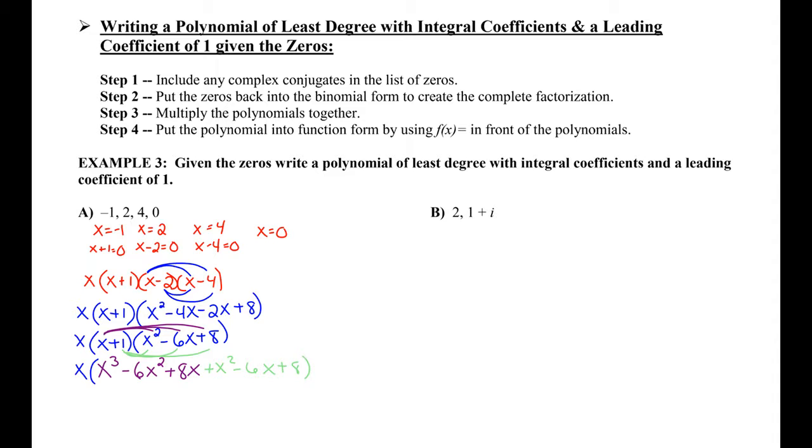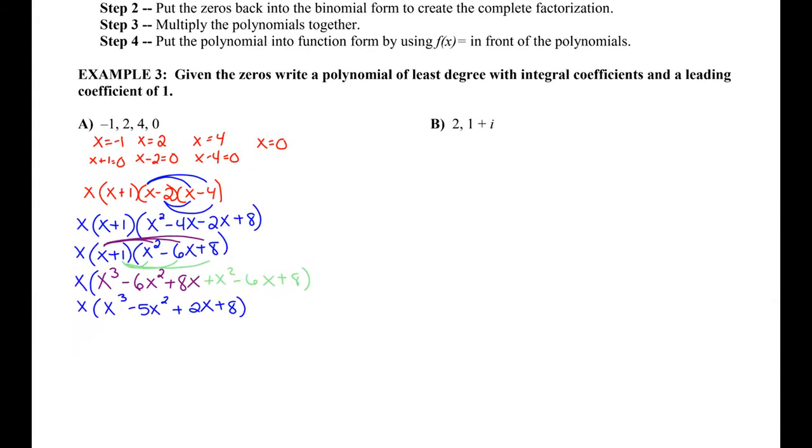Then I'm going to combine like terms inside the parenthesis to get x cubed minus 5x squared plus 2x plus 8. And finally, I need to distribute x to everything. We'll get x to the 4th minus 5x cubed plus 2x squared plus 8x.